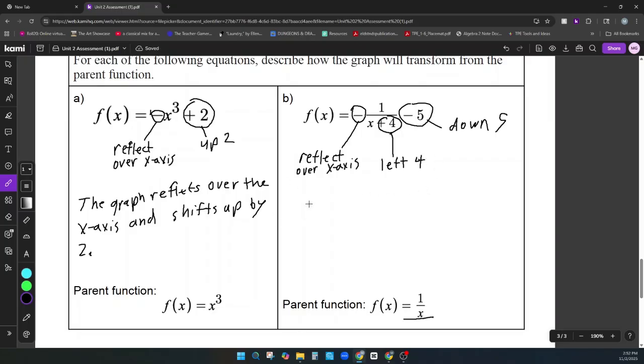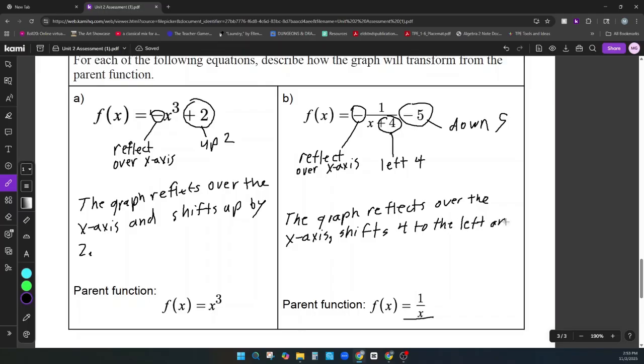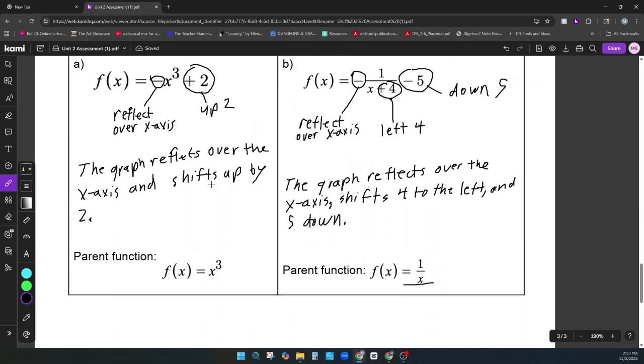Now, when all is said and done, I need to still write this as a statement. So the graph reflects over the x-axis, shifts to the left 4, and 5 down, thus completing our question number 4 and completing the test.